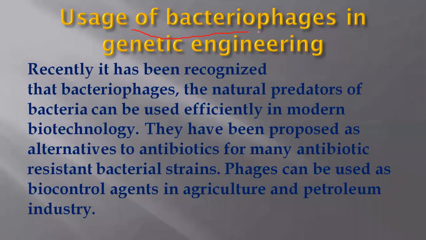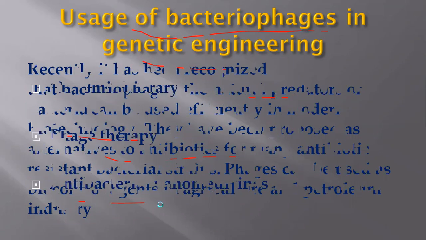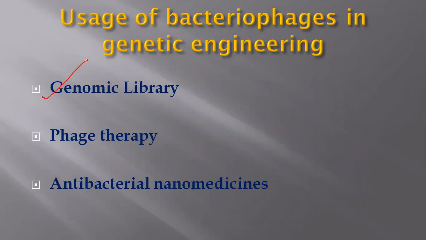Now we'll see some uses of bacteriophages in genetic engineering. The natural predators of bacteria can be used efficiently in modern biotechnology and offer alternatives to antibiotics. Bacterial strains are becoming resistant to antibiotics, so antibiotics can be replaced by these bacteriophages, and phages can be used as biocontrol agents in agriculture and petroleum industries as well.